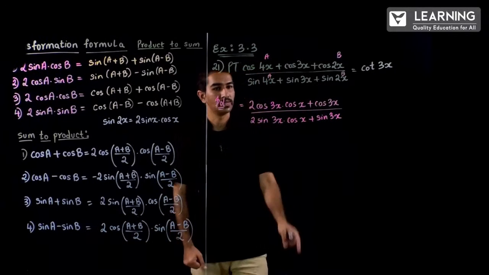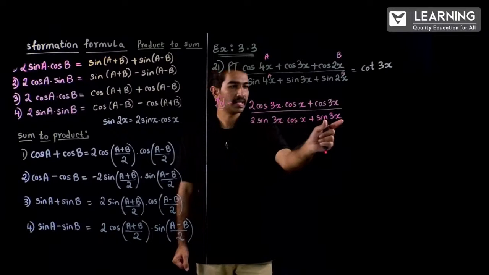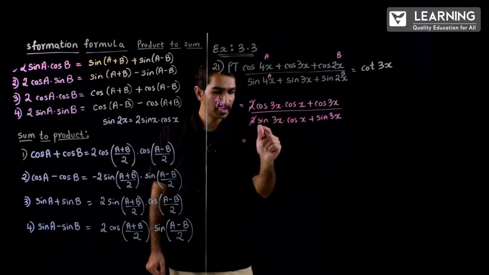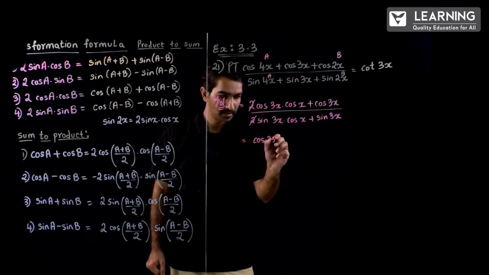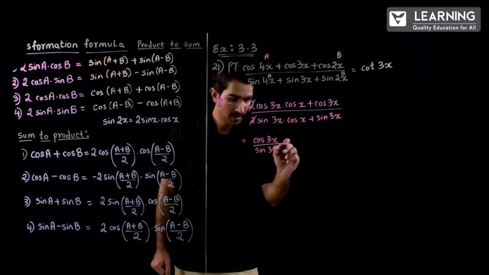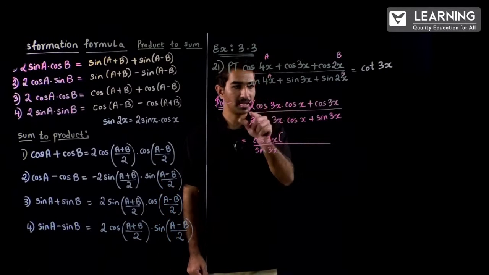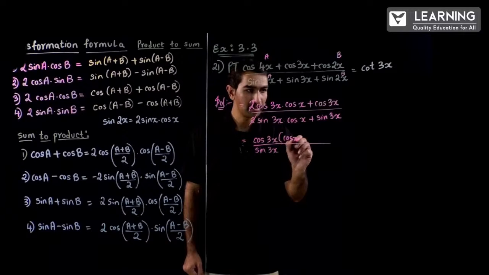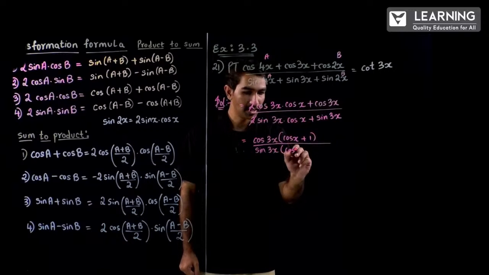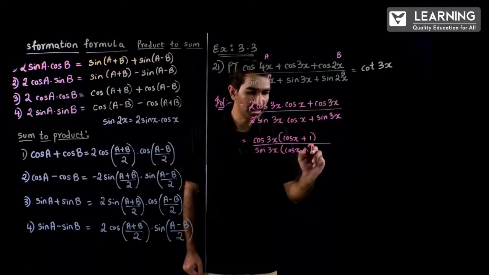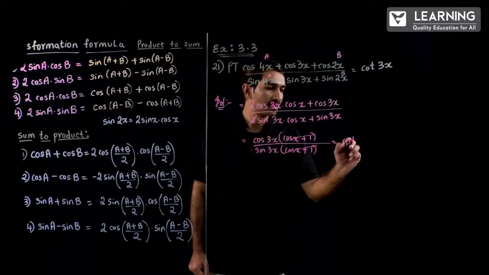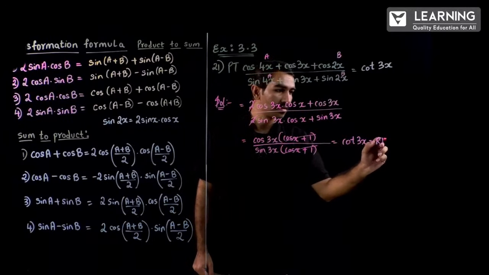What can you take common here, students? Cos 3x, sin 3x, take them outside. This 2 and this 2 will get cancelled here only. So we'll take cos 3x common in the numerator and sin 3x common in the denominator. What will be remaining inside the bracket now? Cos 3x has come out, so we are left with cos x plus 1. Correct? Here, same thing, sin 3x has come out. These both also will get cancelled. Cos 3x by sin 3x is equal to how much? Cot 3x, which is equal to RHS.